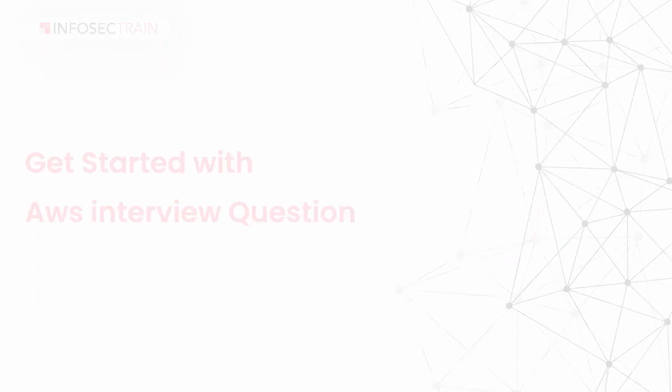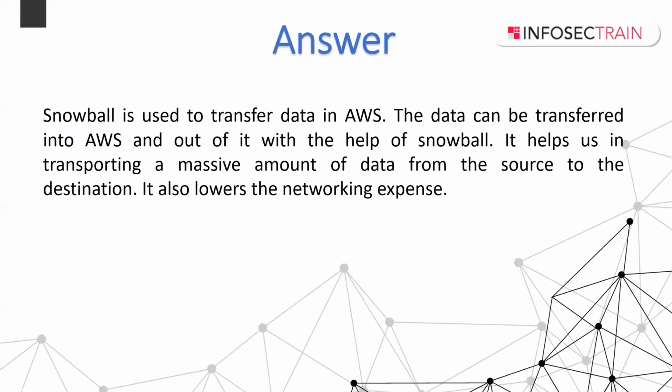That is, define Snowball. So Snowball is used to transfer data in AWS, and the data can be transferred into AWS and out of it with the help of Snowball. It helps us in transporting a massive amount of data from the source to the destination. It also lowers the networking expenses.